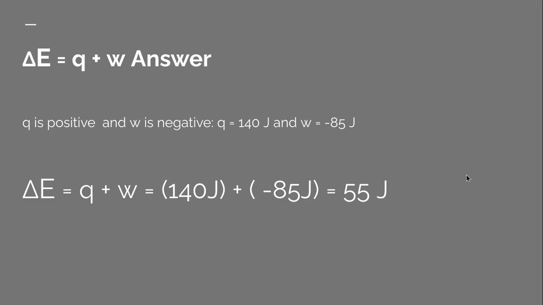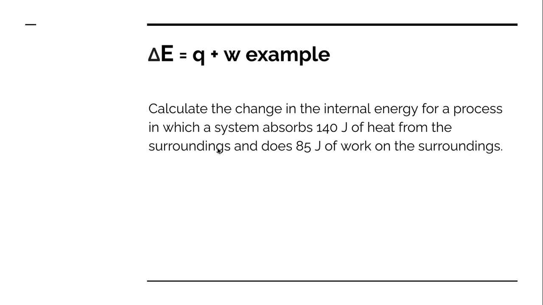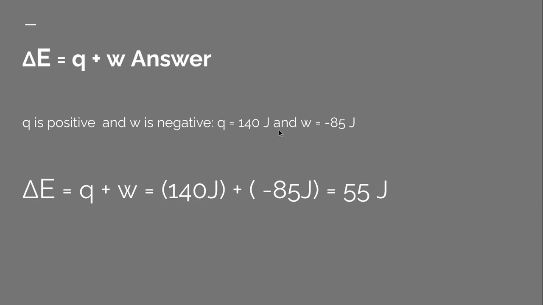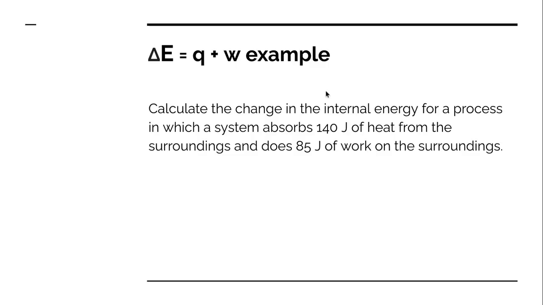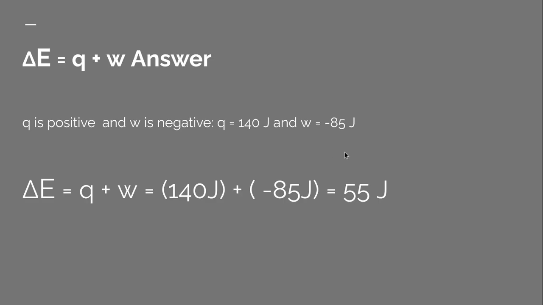Alright, here's the answer. Q is positive and W is negative because the system is doing the work on the surroundings. Because the system absorbs 140 joules, that's going to be positive, and because the system does 85 joules of work on the surroundings, it's going to be negative. So that's 140 plus negative 85, which will give us 55 joules.